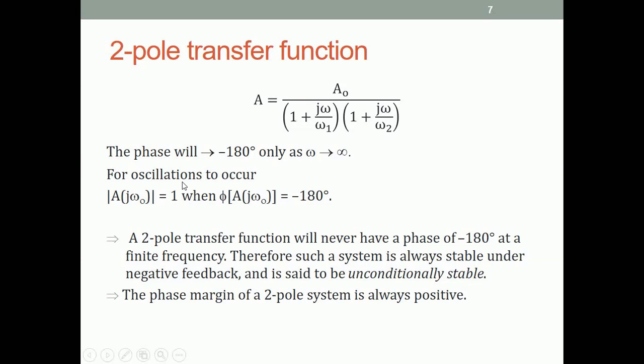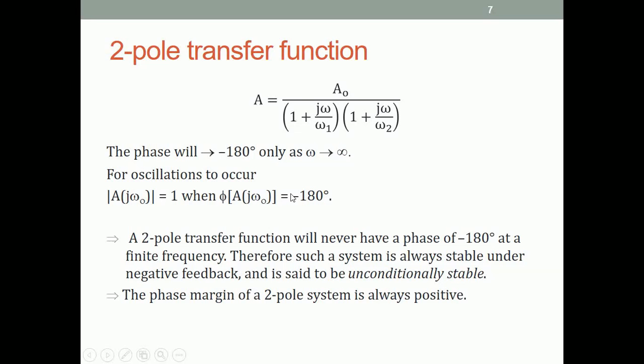for oscillations to occur, what we want is that at some finite frequency omega naught, the phase becomes exactly minus 180 degrees. But for a two-pole transfer function, this condition is never satisfied because at no finite frequency is the phase exactly minus 180 degrees. Alright, so therefore, two-pole transfer functions never become unstable, never reach that condition of A(j omega 0) equal to -1. Such systems are called unconditionally stable systems.